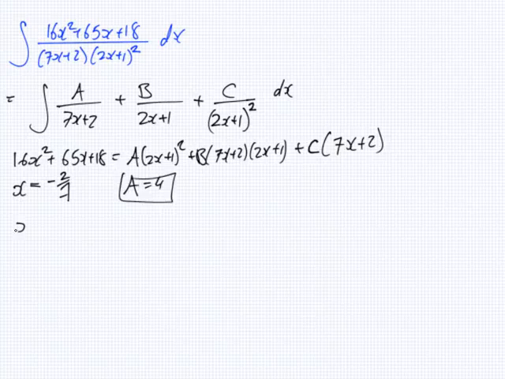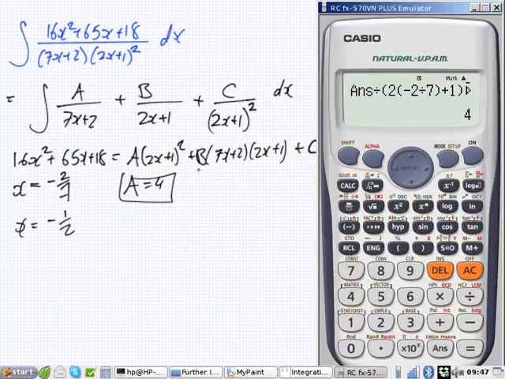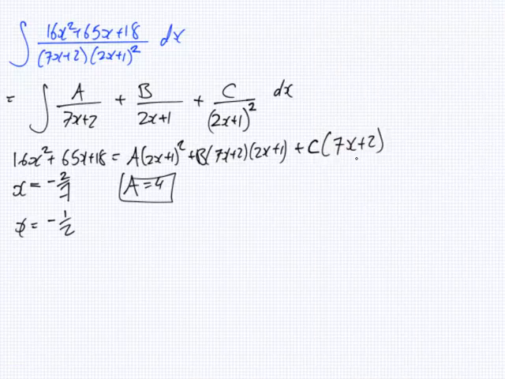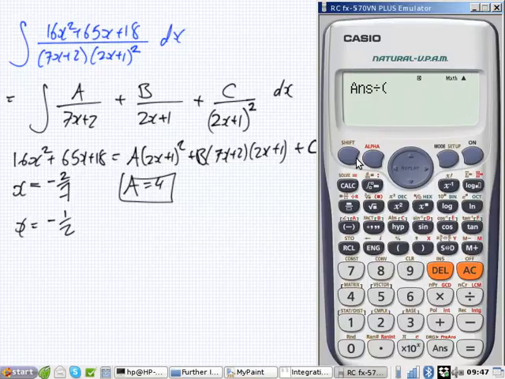And now what about trying to get the B? I can't really get the B next. I can get the C next by using what? Minus a half. So if we put minus a half in, and then we need to divide it by 7x plus 2, I get 7 for C.